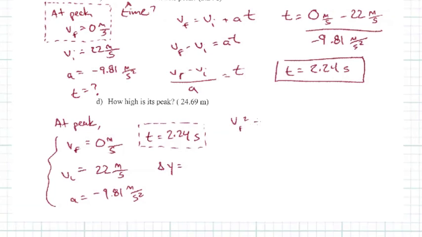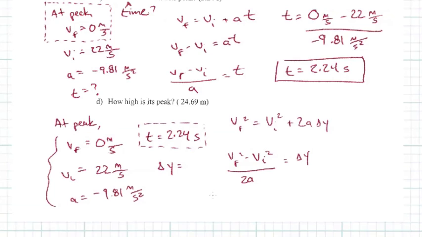That's our VF squared equals our VI squared plus 2 times acceleration times our displacement. So let's get our y all by itself here. Let's subtract the VI squared from both sides. So VF squared minus VI squared. And then I'm going to combine these two steps. Then we're going to divide by 2a to get our delta y, our displacement.